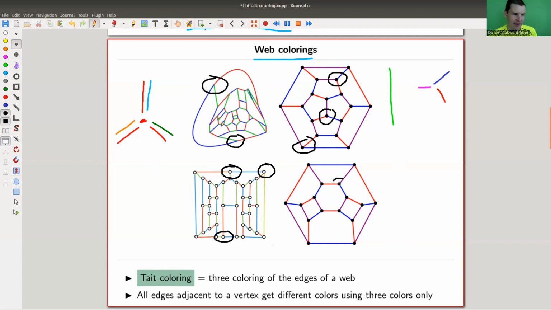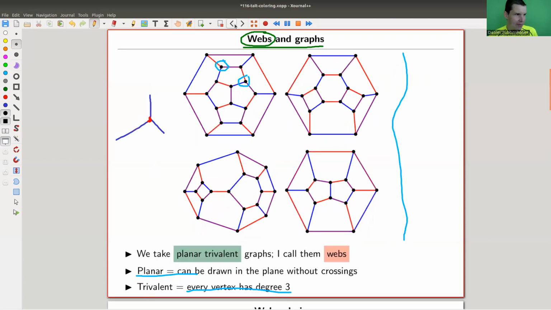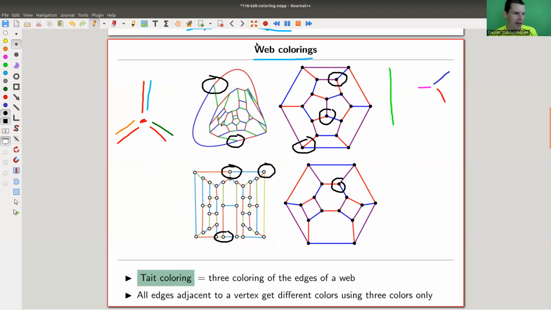And this one is just another copy of the other, and similarly for all of these. So this was a coloring here, and I called it a Tait coloring. All three colors are present around each vertex, so all adjacent edges get a different color. That's called a Tait coloring. The question is, do Tait colorings exist? How can we count Tait colorings, or all that type of questions.